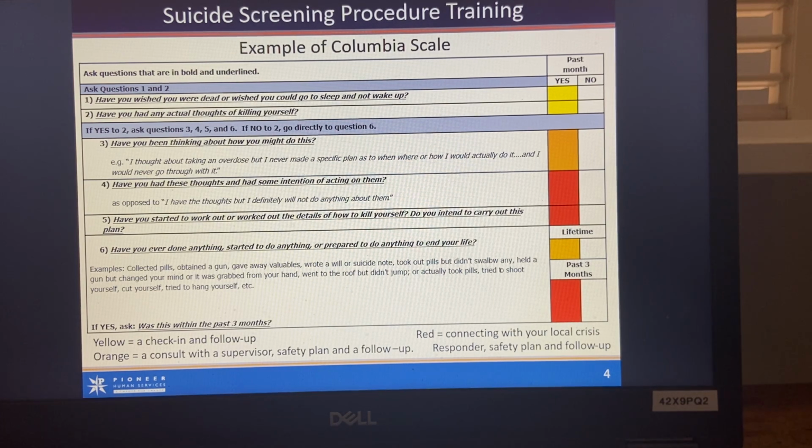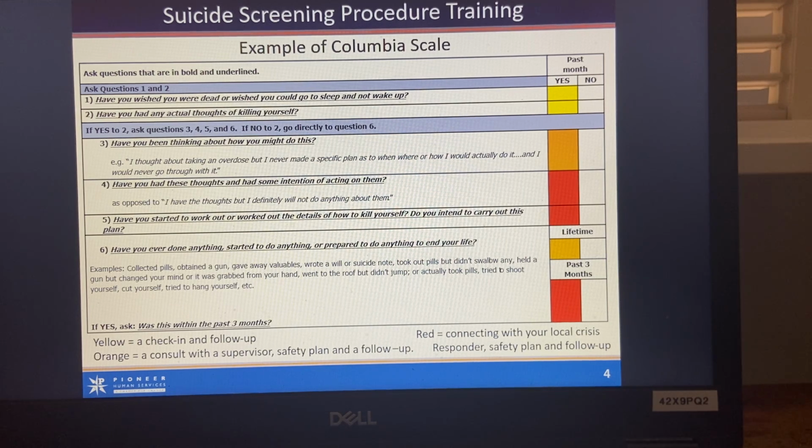If you notice, by looking at the questions, you see that the questions build upon each other and get deeper into thought, plan, means, and action with regards to an individual's attempt to harm self or have suicidal ideations.